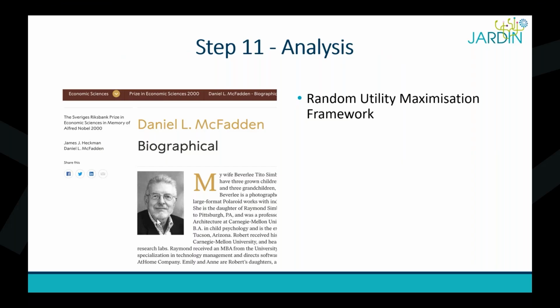So the analysis of data from a choice experiment is based on what is called the random utility maximization framework. And this was pioneered by Daniel McFadden, who was the Nobel Prize winner in economic sciences in 2000. And according to the random utility maximization framework, if you go to the next slide, please.